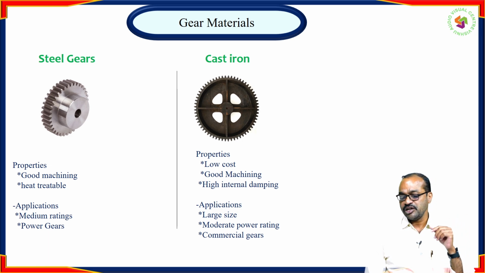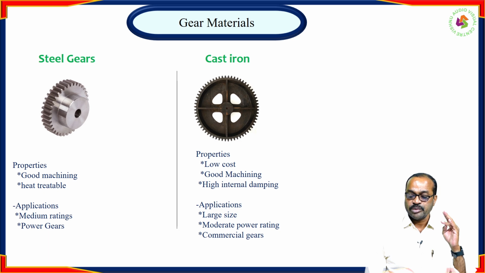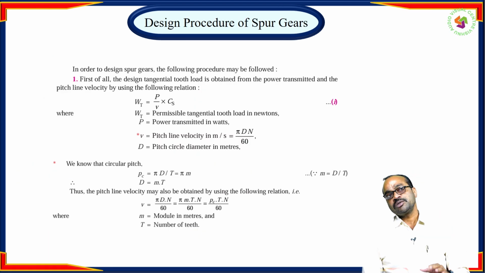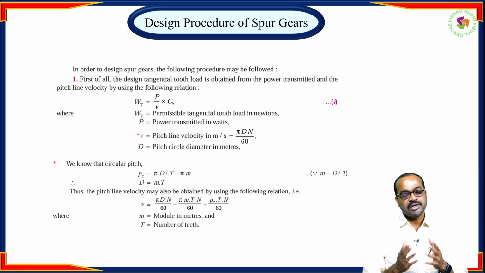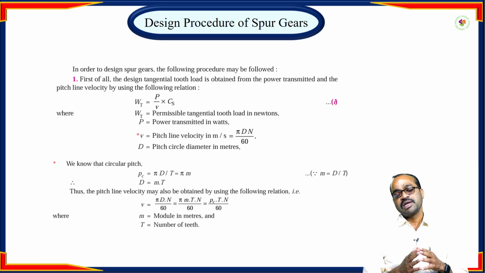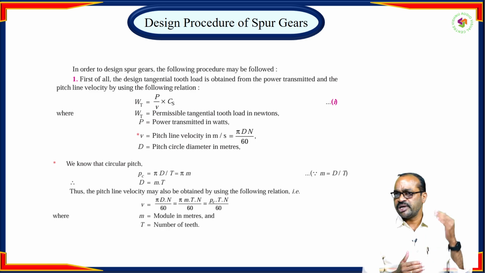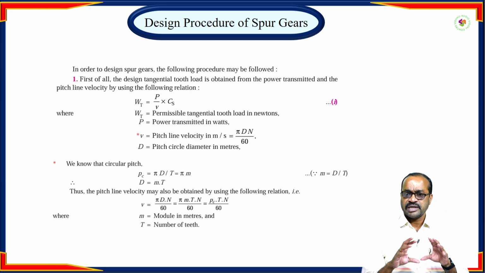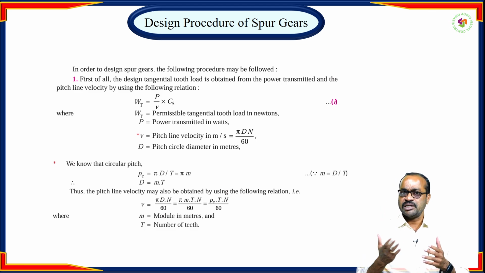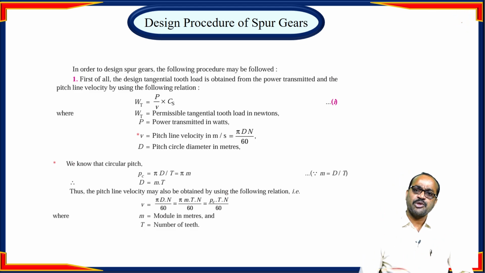Coming to cast iron, it has low cost, good machining, and high internal damping. Application wise, it is used for large size, moderate power rating, commercial gears. Okay, so now I have done the introduction part on types of gears and materials of gears. The types means the classification based on position, based on velocity, based on teeth arrangement, internal, external, like that. So all those things we discussed.